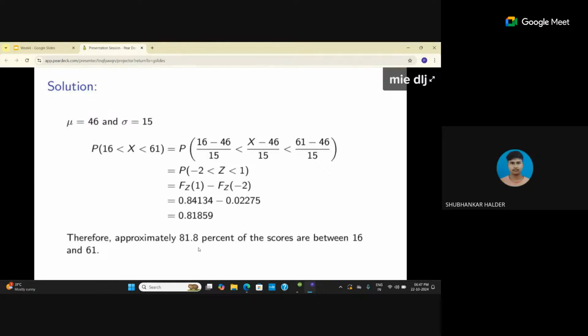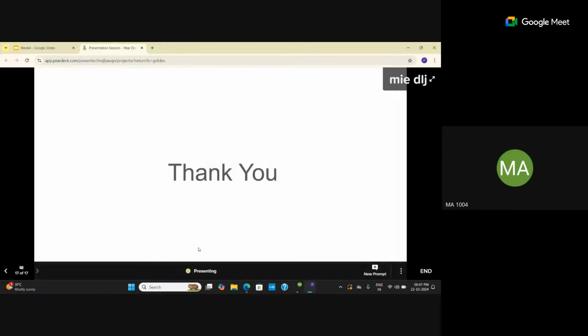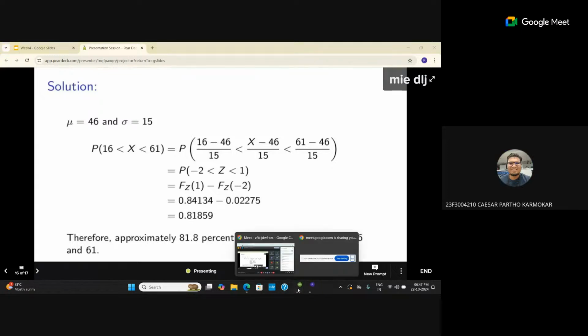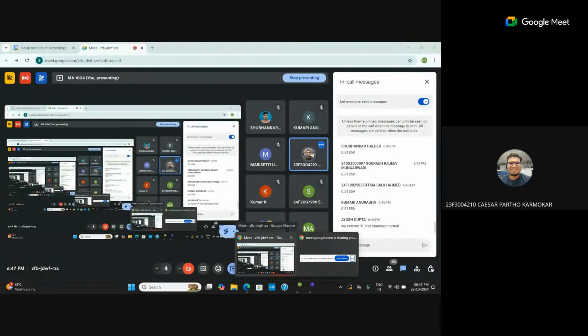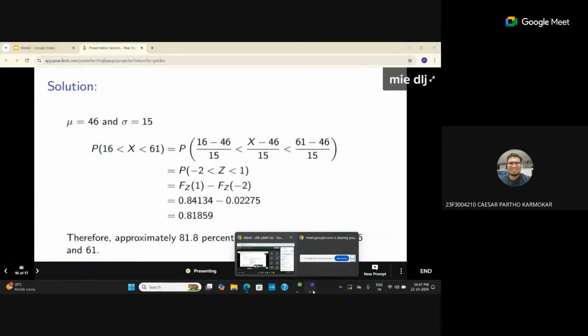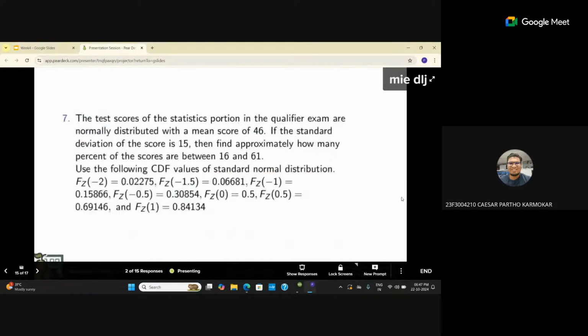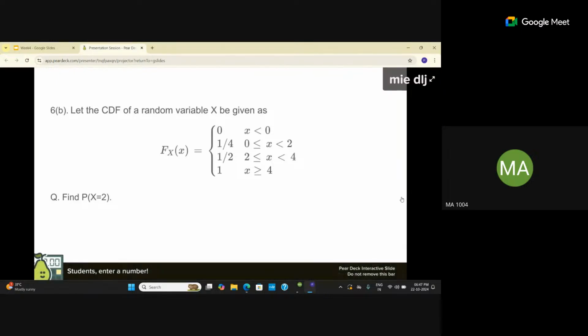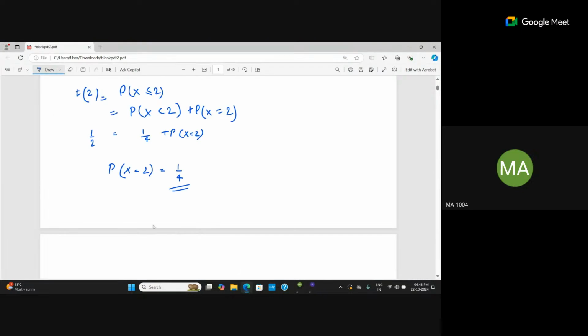No, ma'am. So this was your last question here. If you have any doubt, you can ask now. Ma'am, would you please explain question 6b again? Okay, so this is question number 6b. What is given? The CDF is given to you, and you have to find the probability at point 2.